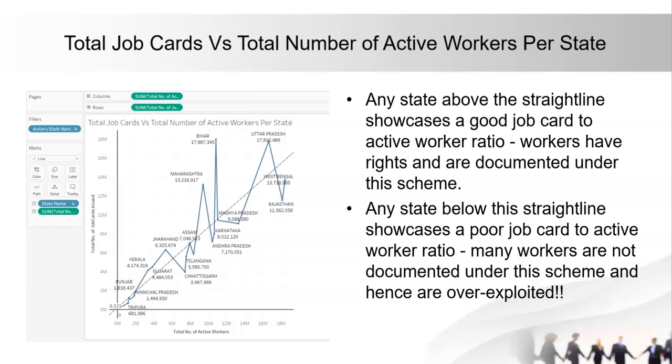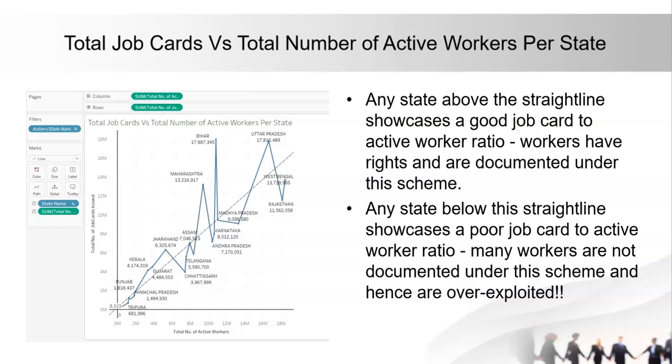Friends, any state you see above the state line showcases a good job card to active worker ratio. What does this mean, you may ask? Well, this just means that all workers that are currently working in the state are accounted for in this policy, are clearly documented, meaning each and every piece of information regarding their livelihood, their workplace, their names, etc. are well documented and stored. And hence, it is important that this ratio be above the line, as this indicates that the workers are taken care of under the policy, and that their rights are well documented and taken care of.